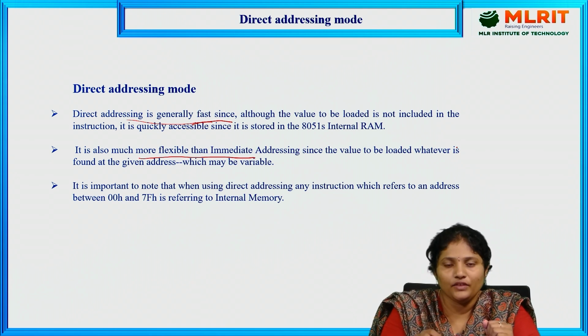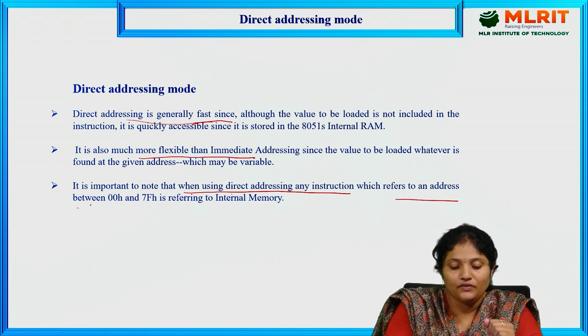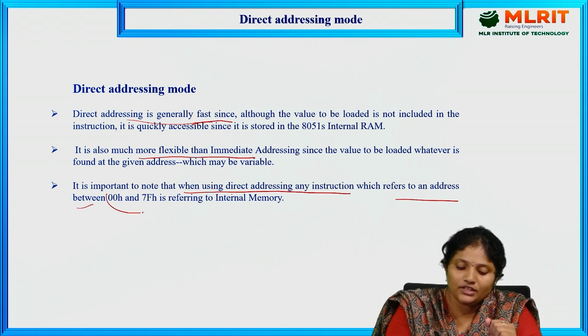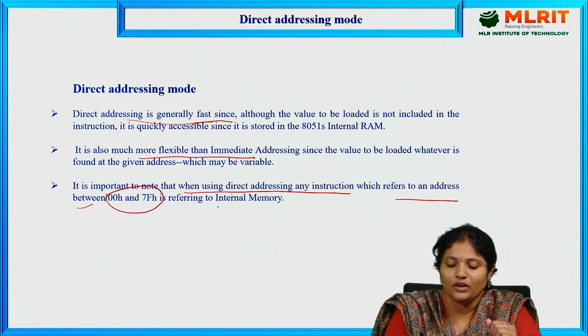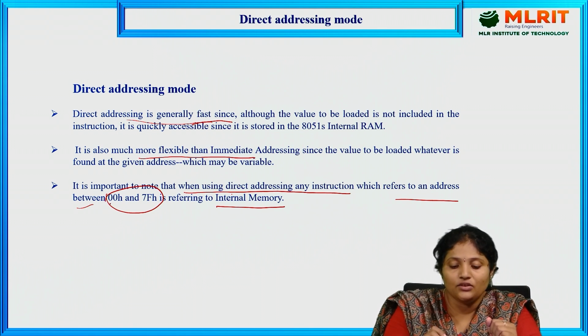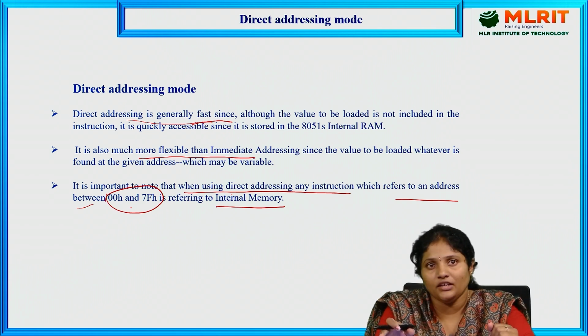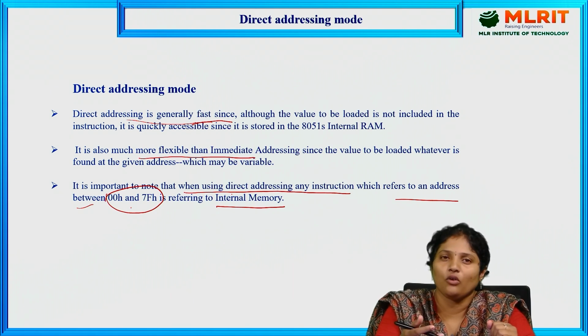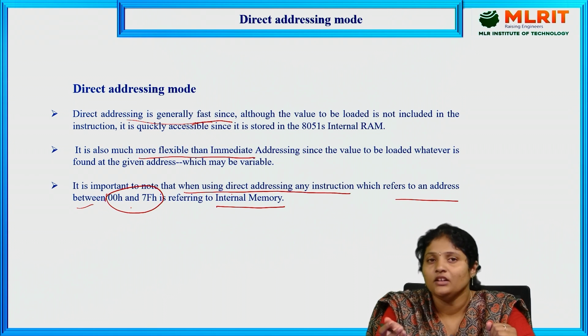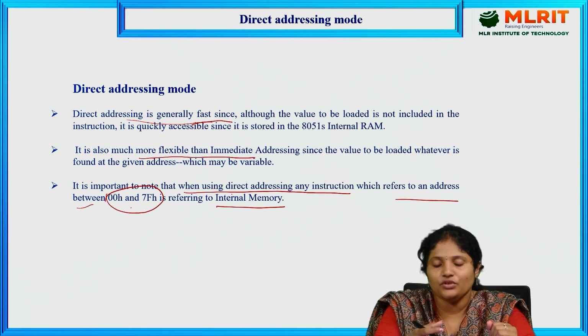Another important thing is that when using direct addressing mode, if we are referring to an address between 00H and 7FH, it is referring to the internal memory of the 8051 microcontroller. So if we are specifying addresses between 00H and 7FH, it will directly locate the internal memory of the 8051 microcontroller. If anyone doesn't know how it is in the 8051, in the previous video I have already explained the memory organization of 8051, internal RAM and external RAM, internal ROM and external ROM. So do check that video also.